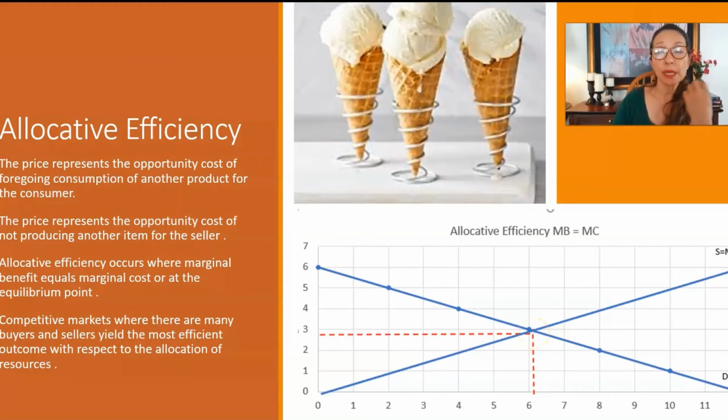Now, if the price represents the opportunity cost of foregoing consumption of another product for a consumer, and the price represents the opportunity cost of not producing another item for the seller, the point where those two intersect means that they have found that exact point where benefits of consuming equal the cost of producing. And this is considered to be allocatively efficient. In competitive markets where there are many buyers and sellers, the most efficient outcomes are going to occur.